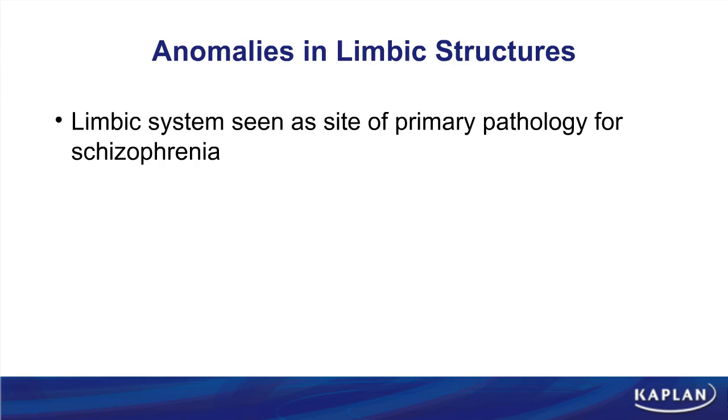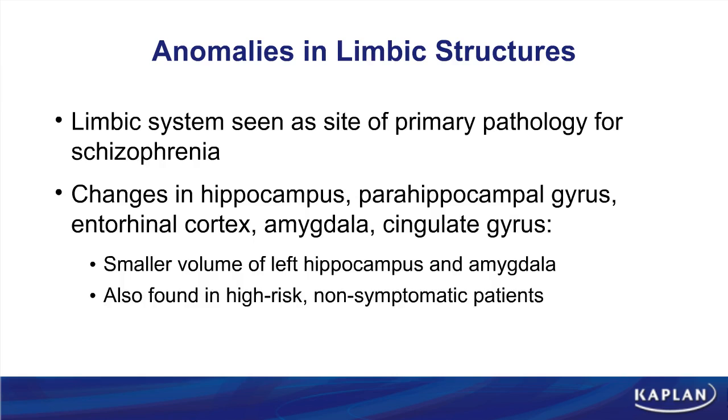It is also believed that the limbic system is involved in schizophrenia, and they actually believe it is the site of primary pathology for schizophrenia. Patients who have this disorder will typically have changes in the hippocampus, the parahippocampal gyrus, the entorhinal cortex, the amygdala, and the cingulate gyrus. Patients who have schizophrenia will have smaller volumes of the left hippocampus and the amygdala, and it's also found in high-risk non-symptomatic patients.